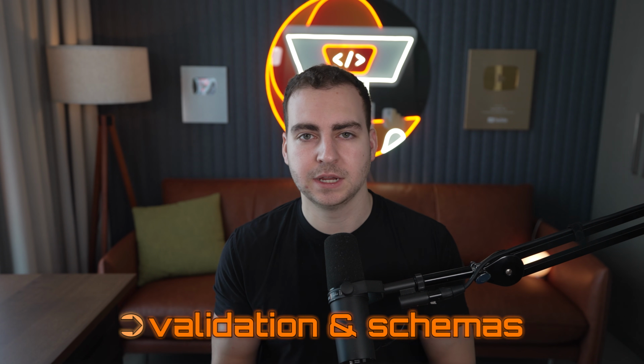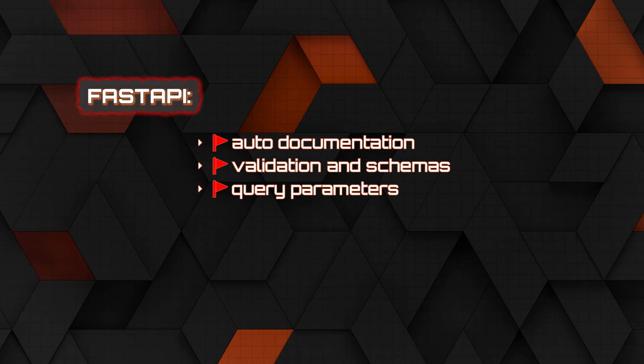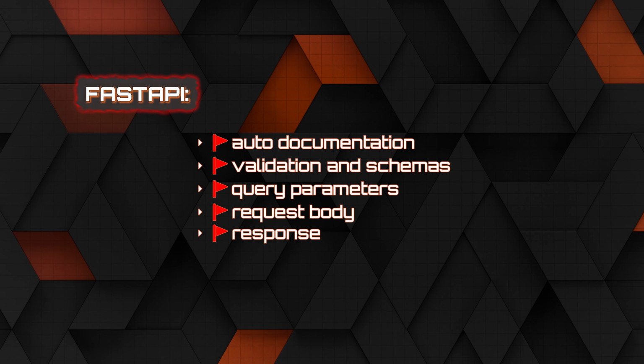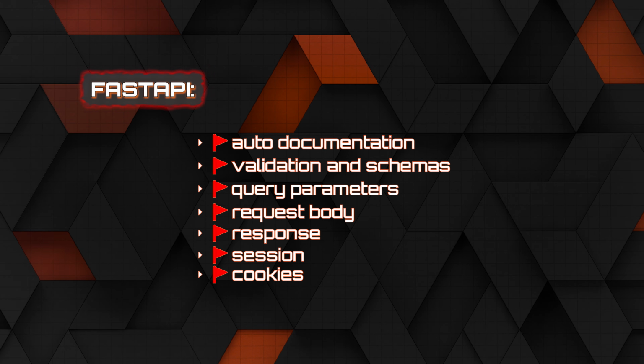Now, it's able to do this based on the typing system that's built into FastAPI. It uses something called Pydantic, which is something that you'll need to learn about when you start looking into FastAPI so you can understand how to type your Python code so that it can be auto-documented. Now, this also goes with things like validation and schemas, which are things that you need to look at inside of this framework, and then learning about things like query parameters, request body, response, session, cookies. These are the things that you'll need to look at in this framework.